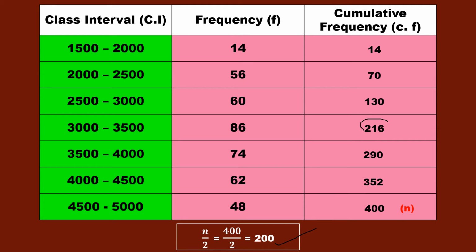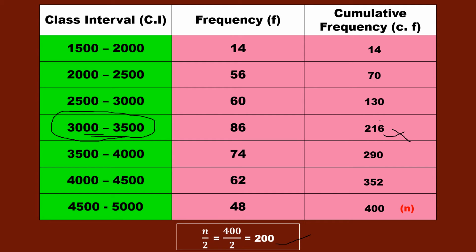All these values are greater than 200, no? But our condition is to take the very first value which is greater than 200. So 216 we got. Wherever 216 is there, that class interval is your median class. Don't take this 216 as CF. Just for finding the median class, we should see this 216 because it is greater than 200.